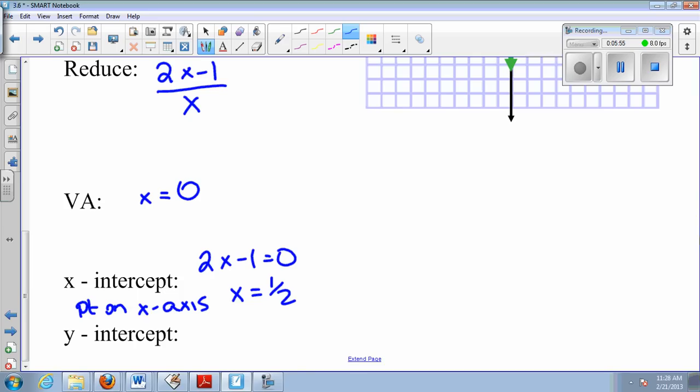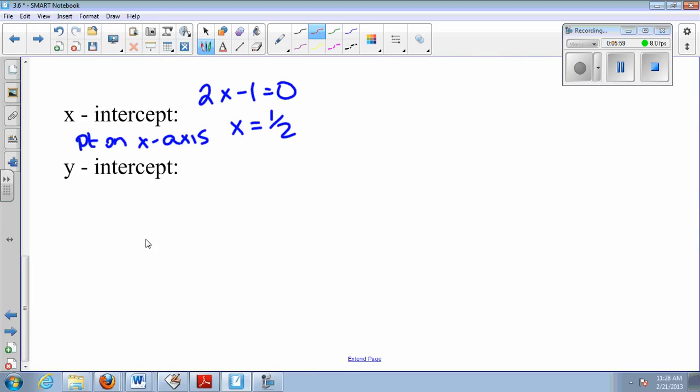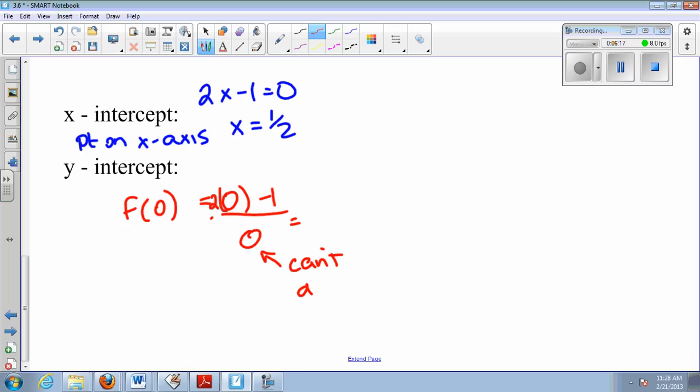Now to find the y-intercept, we evaluate f of 0. So 2 times 0, minus 1 over 0. Well, it's undefined. We can't divide by 0. So there is no y-intercept. And that makes sense because it was an asymptote.